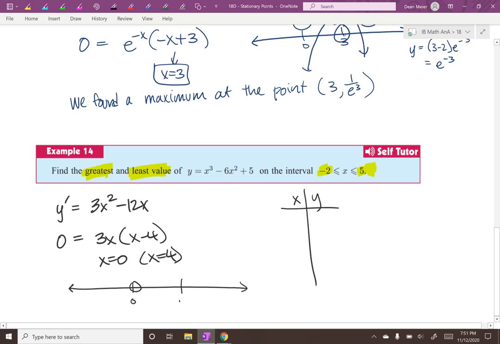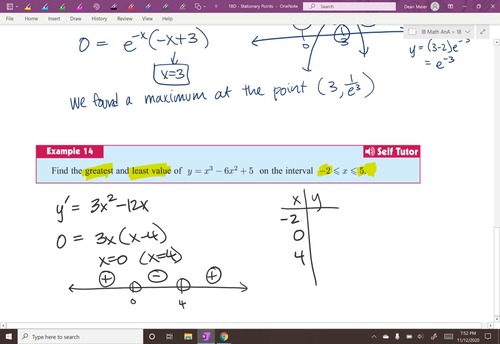There's 0, there's 4, right? Something smaller than 0 is negative. So a negative times a negative is going to be positive. So it's increasing. In between, like 2, we get positive times a negative is negative. And something bigger, like 100, would be a positive times a positive is positive. So we know that at 0, we have a maximum, because it's increasing to decreasing, and then at 4 we have a minimum.